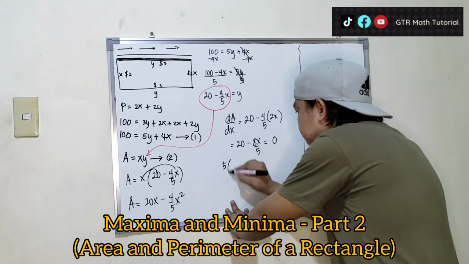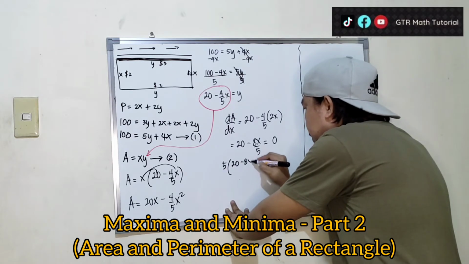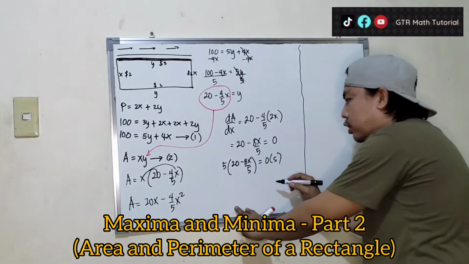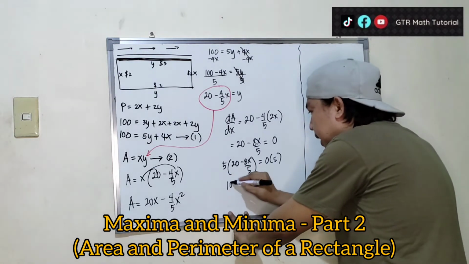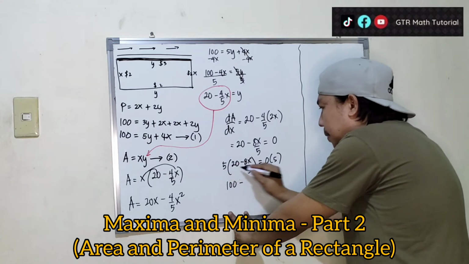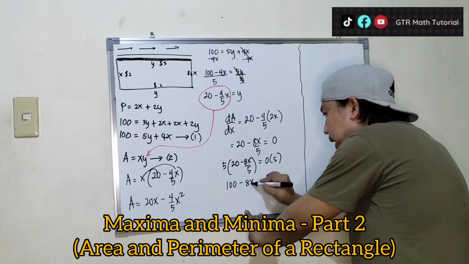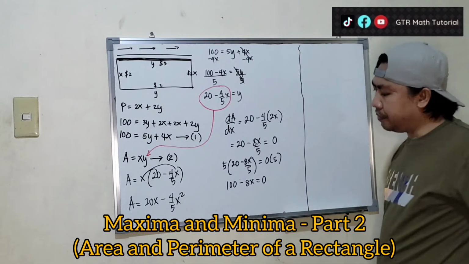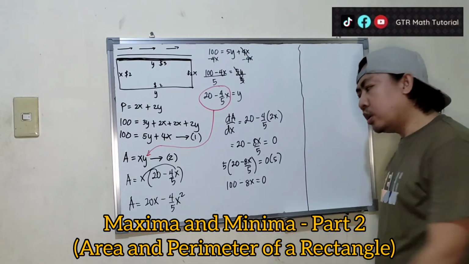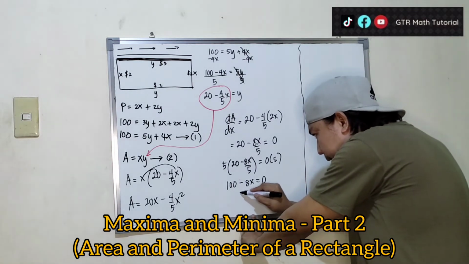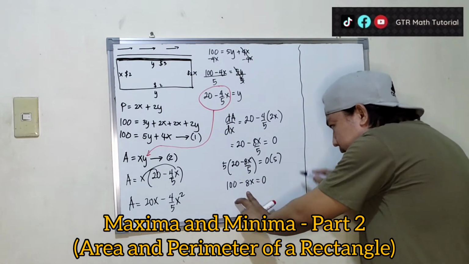So we have 5 times 20 minus 8x over 5 equals 0 times 5. Therefore 5 times 20 is 100, minus 5 divided by 5, that will be cancelled out, that is 1, minus 8x equals 0. Then solve for x.